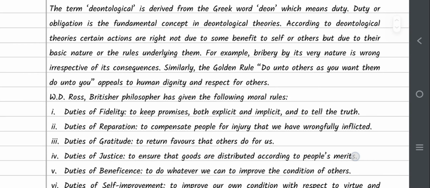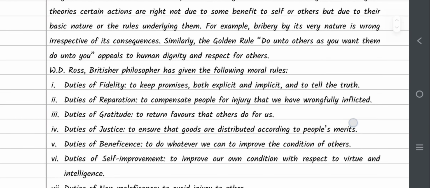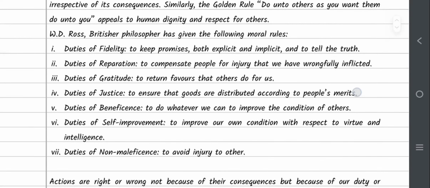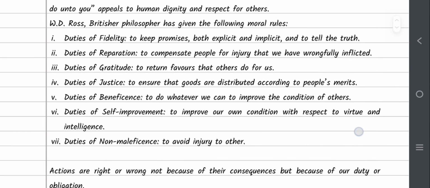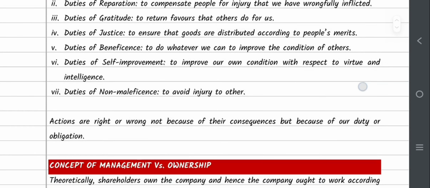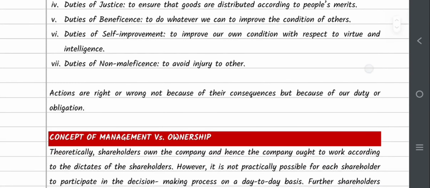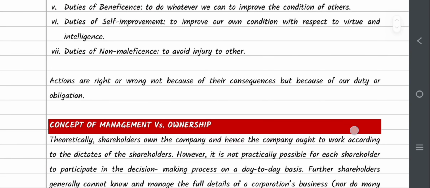Next, ISO 26000 standard is intended to assist. The name ISO: I is a 1, O is a 0, and it came in 2010. ISO 2010, I is 1 and O is 0, so 2010. It assists organizations in contributing to sustainable development. ISO 26000 provides guidance to all types of organizations regardless of their size or location.